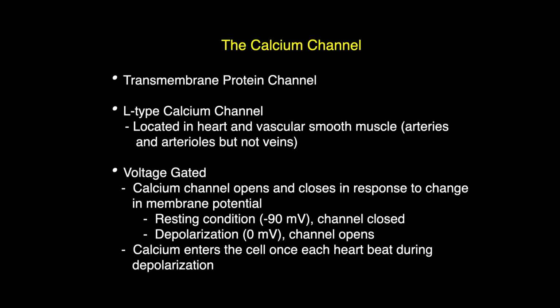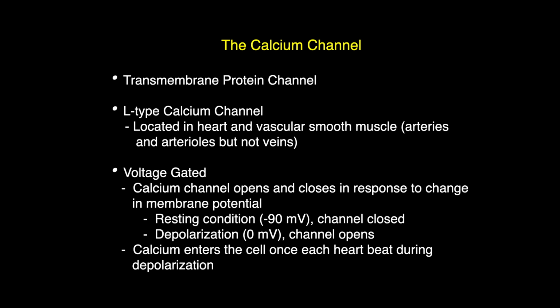Let's examine the calcium channel in more detail. The calcium channel is a protein channel that extends across the cell membrane. There are actually several different types of calcium channels. The type found in heart and vascular smooth muscle is named the L channel. L stands for long-lasting. Perhaps the most important attribute of this channel is that it is voltage gated. In other words, calcium may not always pass through the channel. The electrical charge within the cell determines whether the channel is open or closed.